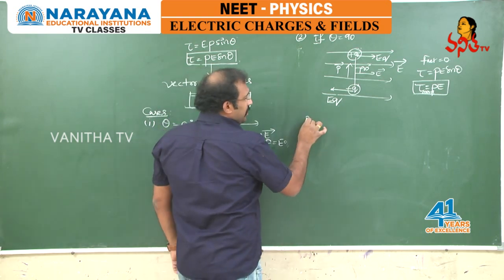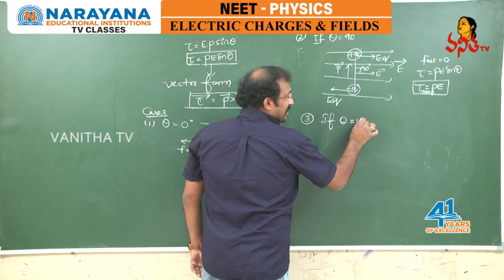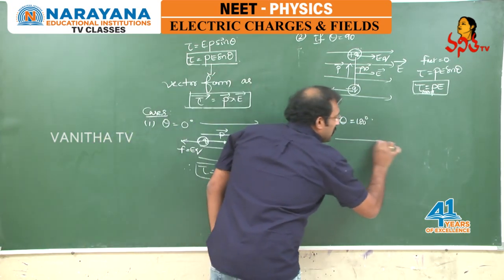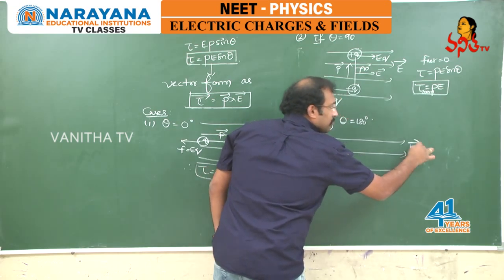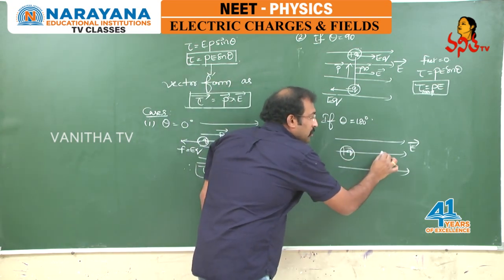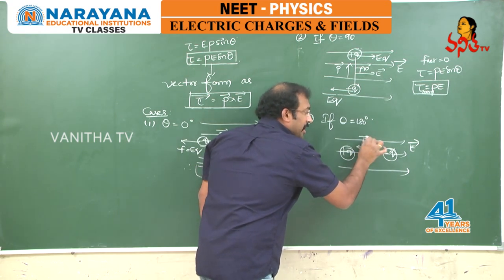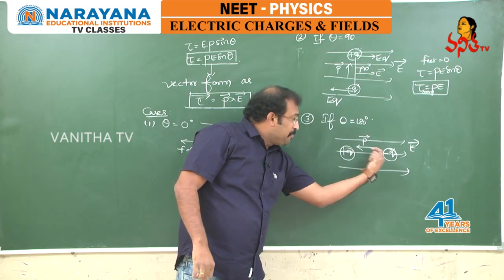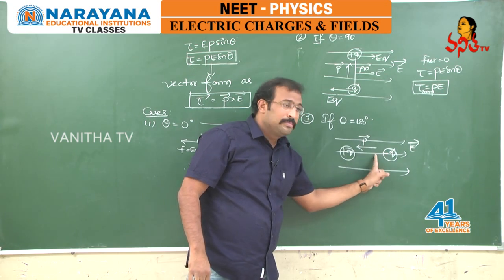Let us see the third case. If theta is equal to 180 degrees. Now we will draw the direction of the dipole. This is E bar. Now the dipole is, this is plus Q, this is minus Q. This is the direction of the dipole moment, P bar, and this is E bar. The angle between them is 180 degrees.